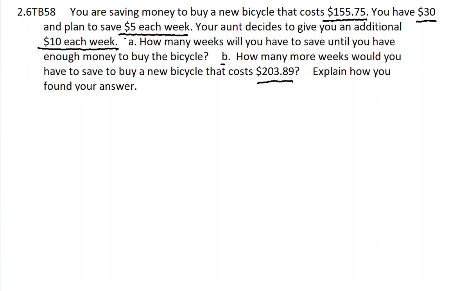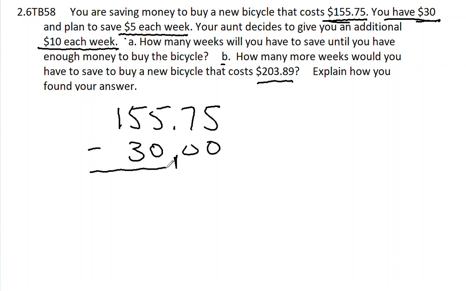All right, lots of reading. Don't panic. Let's take it one step at a time. You're saving money to buy a new bicycle that costs $155.75. You have $30. So we have enough information to find out how much more money we need. So we're going to subtract the $30 from the $155.75, and we end up knowing that we need $125.75 more.